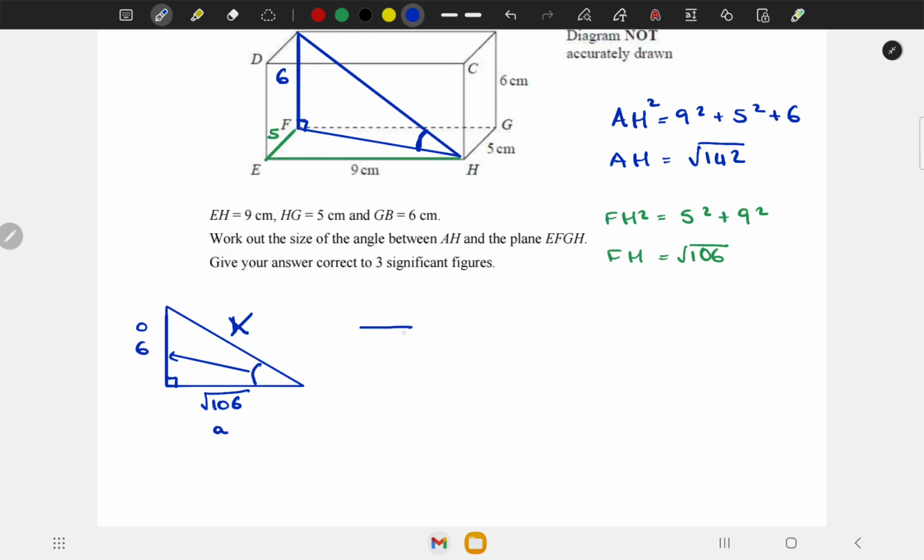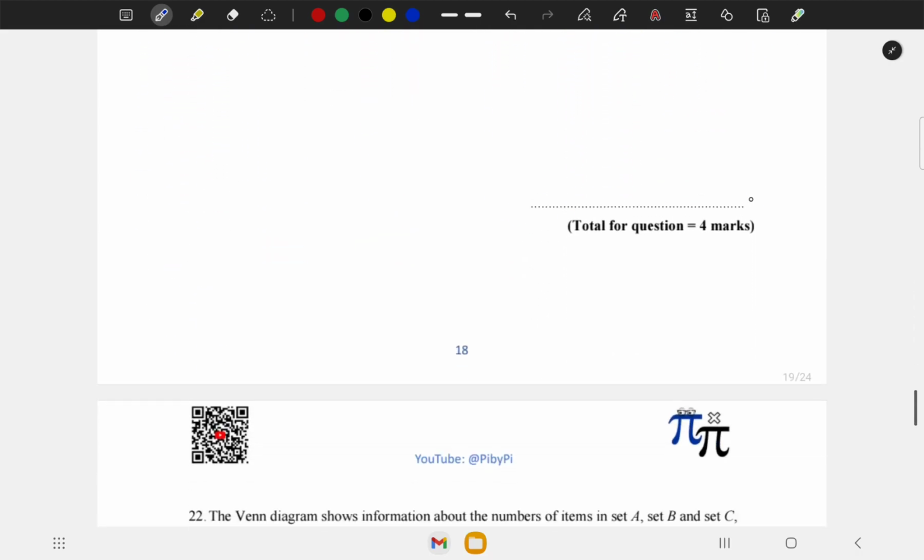And because we have O and A, which means we're going to be using TOA, we are looking for the angle. So whenever you're looking for the angle, this time we're using tan, we'll be doing the inverse: the opposite, which is 6, over the adjacent, which is the square root of 106. So this is what I'm working with. I just use my calculator and get my answer to be 30.2. And that is that question done. All right. Moving on to the next question.